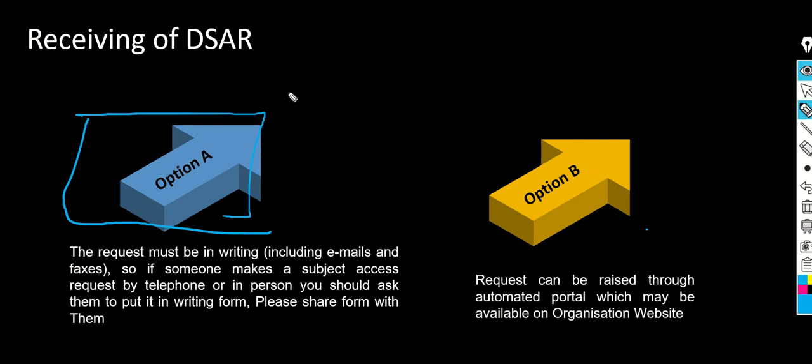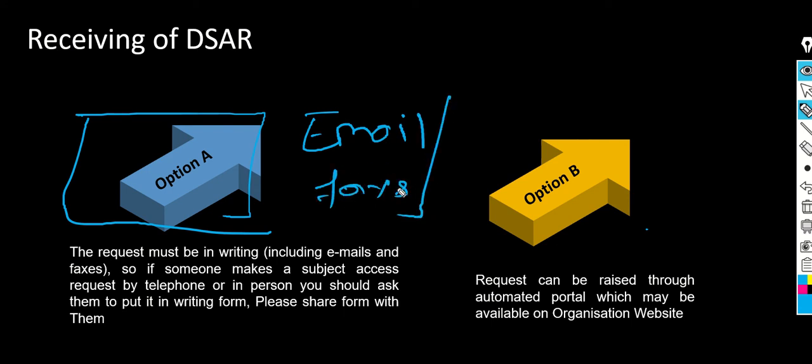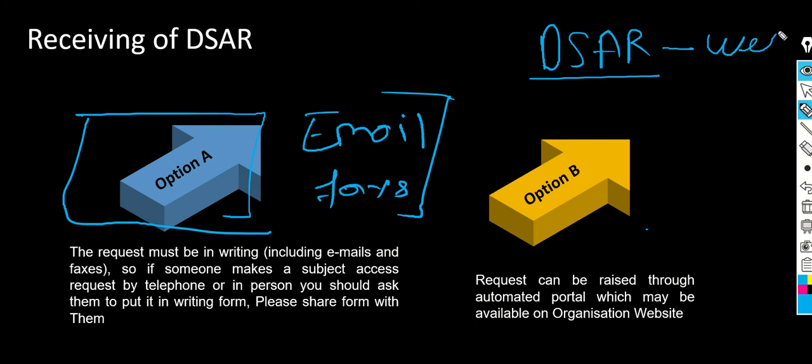The first thing is the receiving of the DSR, through email or through faxes. Another option, which would be an easier option, is that we can give a link of DSAR. We can give a data subject access request link over our company website.